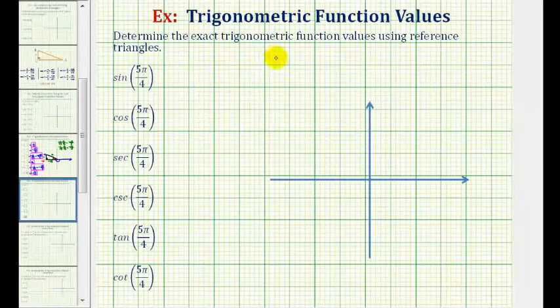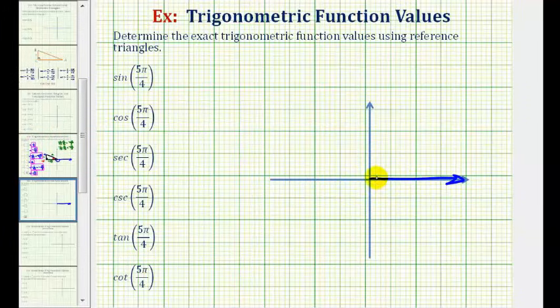We want to determine the exact trigonometric function values using reference triangles. So for this example, we want to find the 6 trig function values for 5 pi over 4 radians. We could convert this to degrees, but I think it's important to learn to work with radians also. So let's leave it in radians, sketch the angle in standard position, form the reference triangle, then determine these 6 trig function values. The initial side of the angle will be along the positive x-axis.